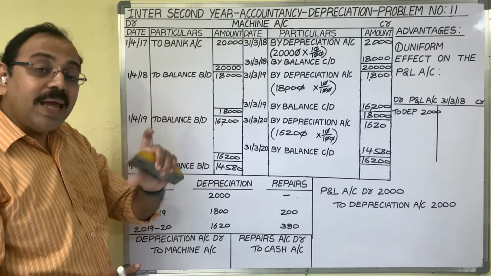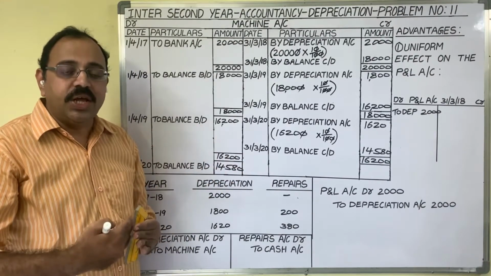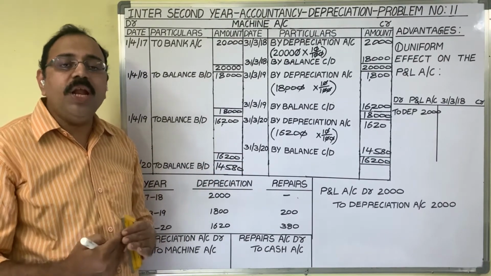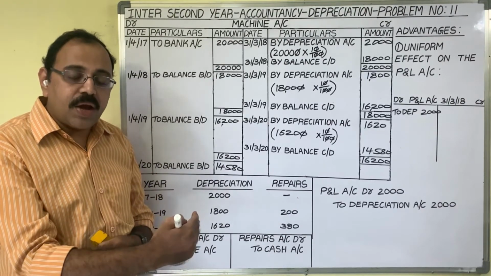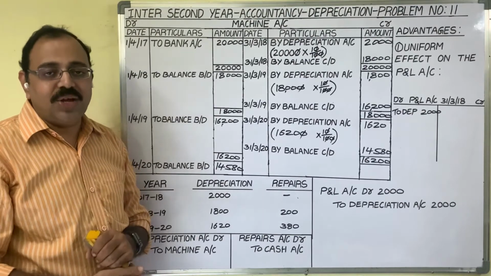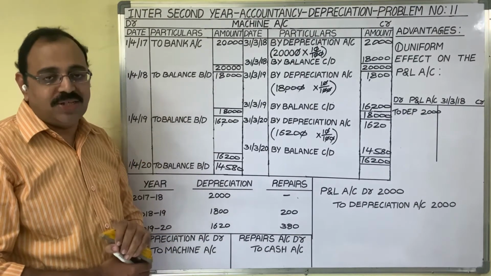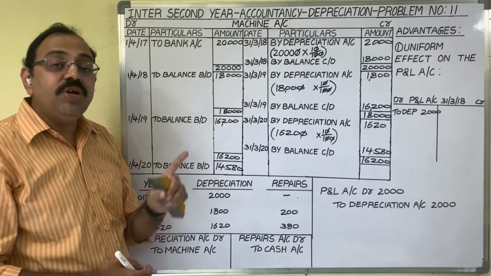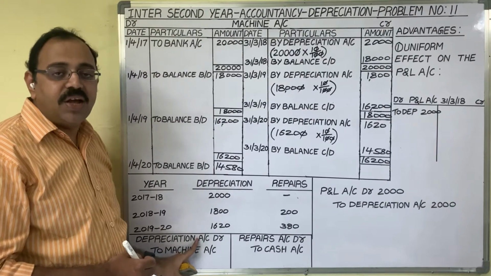Nominal accounts are temporary accounts. Therefore, at the end of the year, we should close these nominal accounts by transferring their balance to trading account or profit and loss account. Depreciation we should transfer to profit and loss account. So by transferring to P&L account, we should close depreciation account.